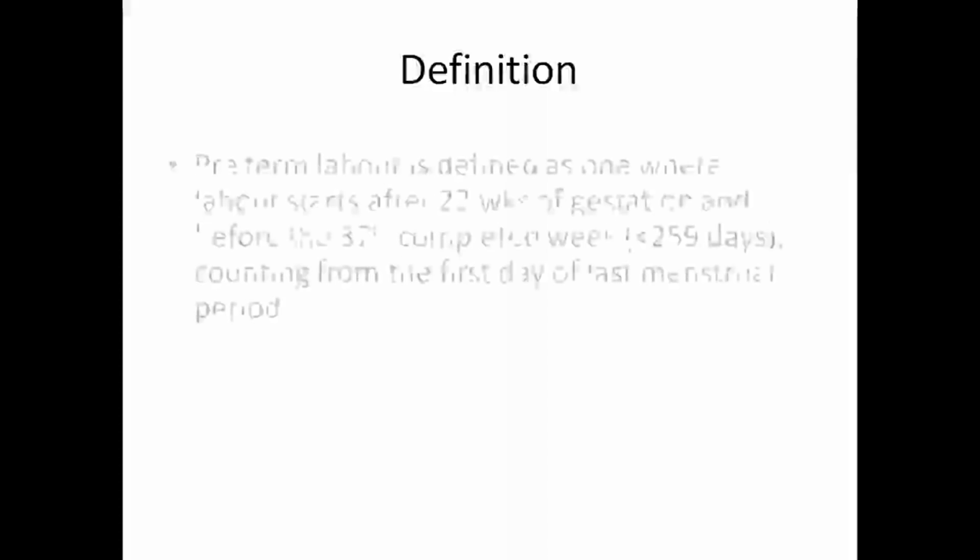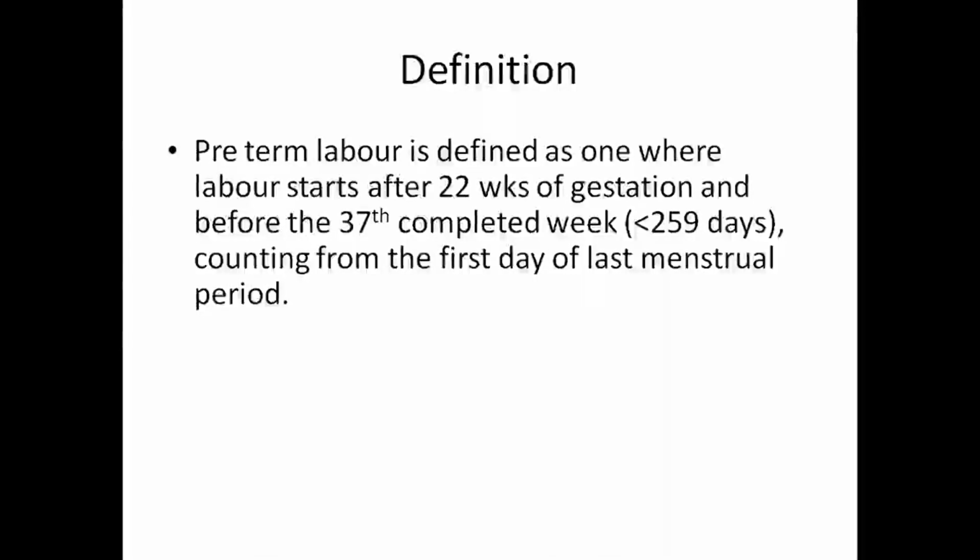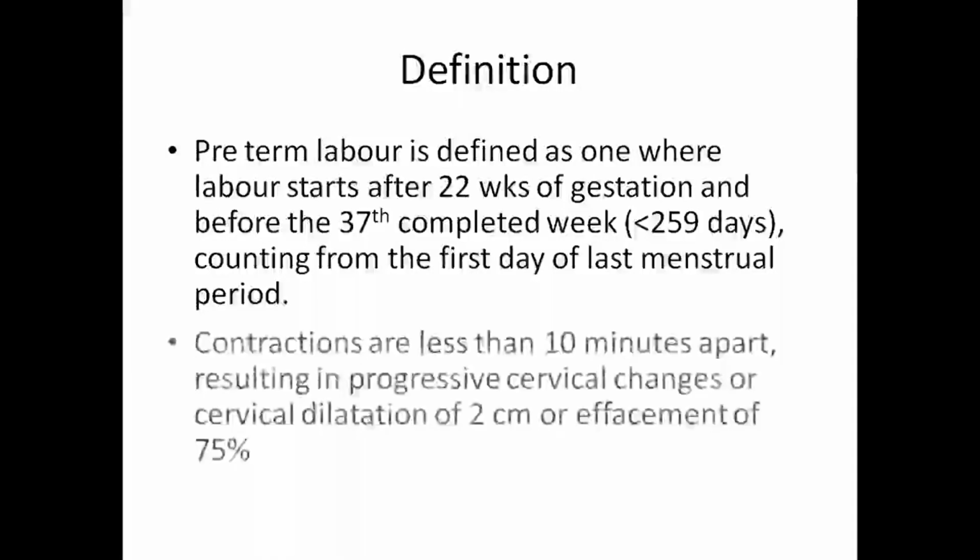Morning students, today's class we will see about preterm labor. The definition: preterm labor is defined as one where the labor starts after 22 weeks of gestation and before the 37th completed week, that is less than 259 days counting from the first day of the last menstrual period.